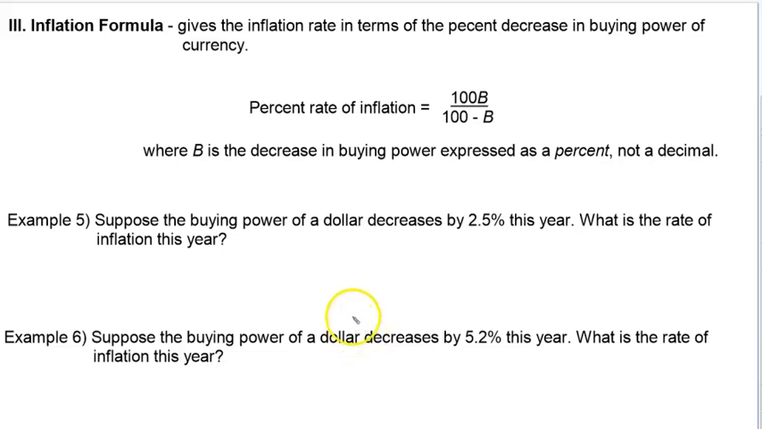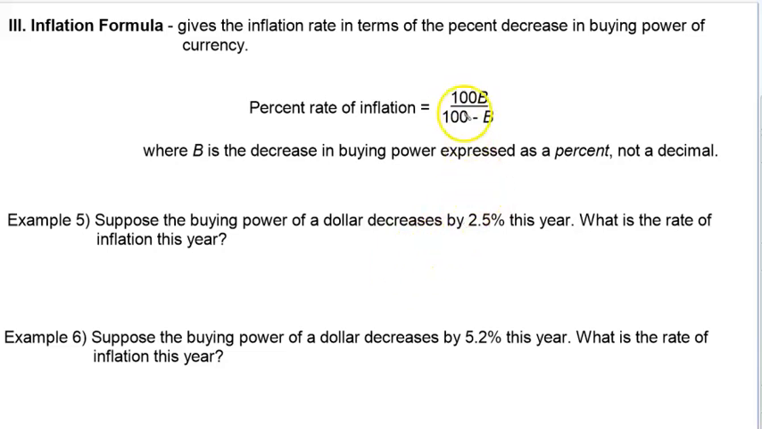Well, this is a formula that kind of flips it around. If we know the buying power of the dollar, what does that mean the inflation rate is? So it's kind of the flip side of the previous formula that we used. B here is the decrease in buying power, and again, just like our previous example, this is not a decimal. It's just entered in as a regular number.